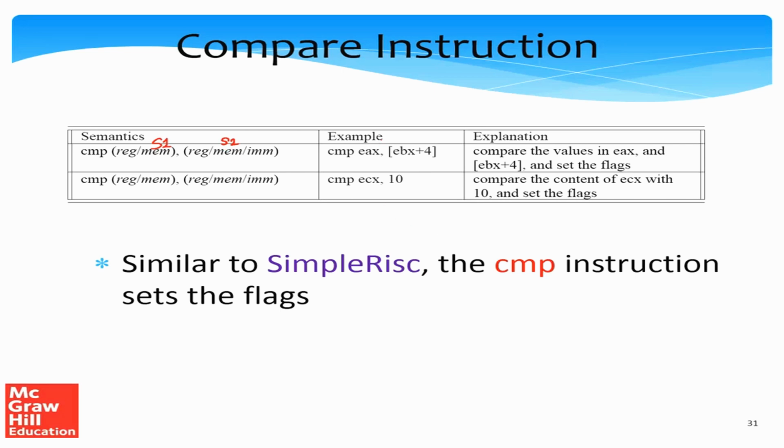So in this case, if we are comparing EAX and [EBX plus 4], EBX plus 4 is actually the memory address. We are comparing the contents at this memory address. So we compare both the values in EAX and the memory operand corresponding to EBX plus 4, and we set the flags. Similarly, we can compare with an immediate also. So we compare the contents of ECX with 10 and we set the flags.